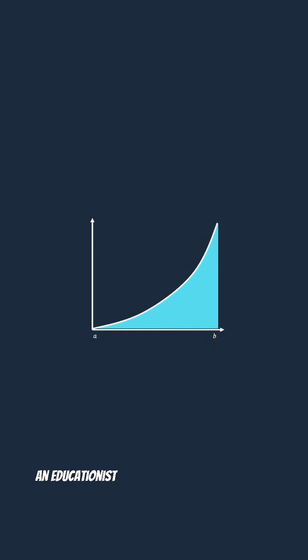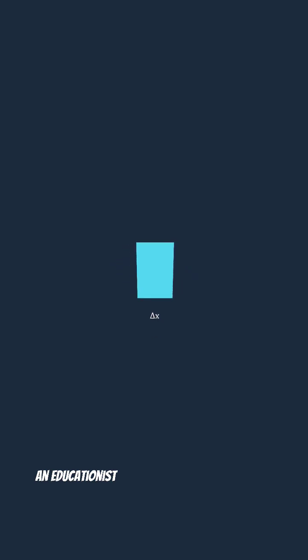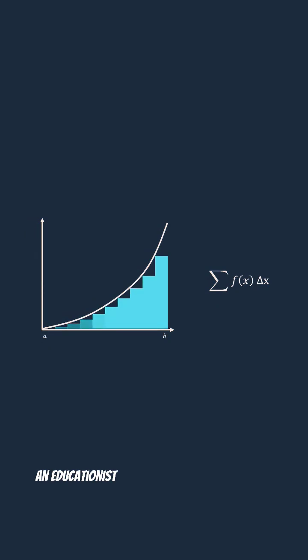In this approximation, the width of each rectangle is a tiny change in x, which we call delta x. The height of each rectangle is determined by the value of the function at that point. To find the area of each rectangle, you multiply its width by its height. Then, by summing these rectangles across the interval between 2 points, which we call A and B, we get an estimate of the total area.